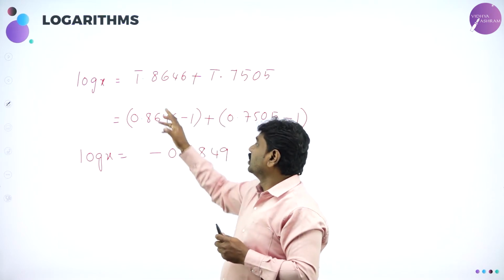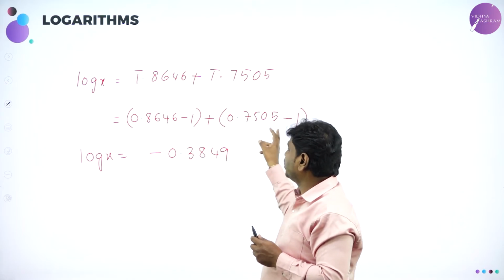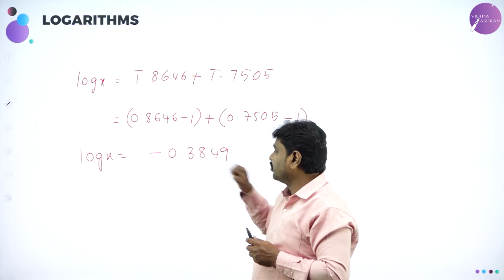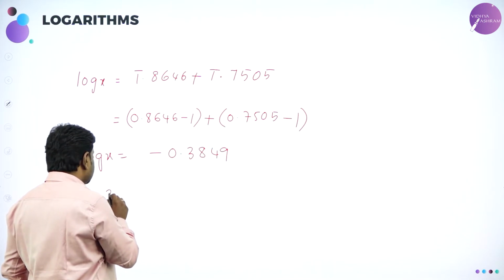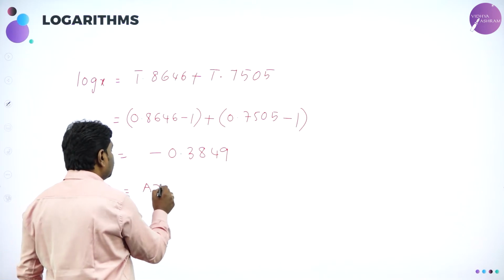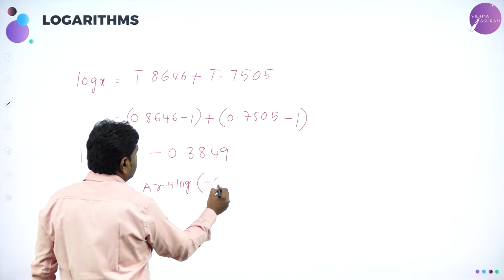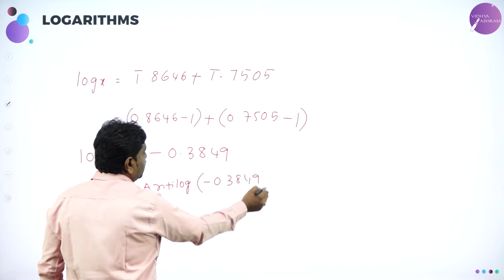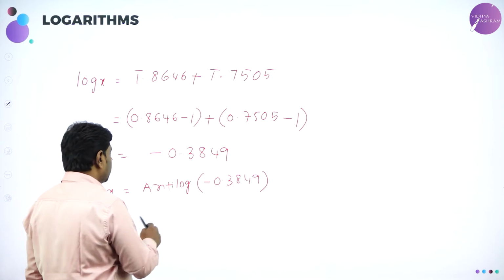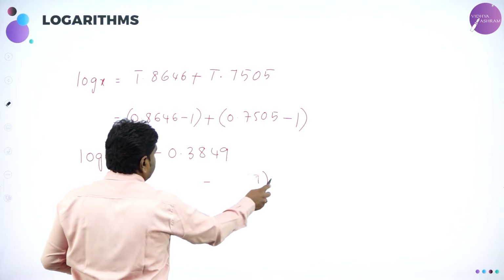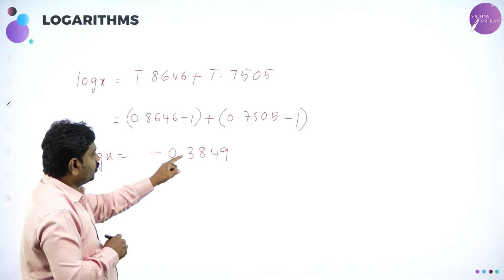First what you should do, log x value you will get, bar 1 means the decimal minus 1. The decimal minus 1. If you use calculator and do, you will get this value. Now you should find x. So x is equal to anti-log of, I should find anti-log of this, minus 0.3849. Please understand, negative value if you want to find anti-log, you should add and subtract one more. Before we go to the anti-log, I hope all of you understood till this part. Log x is minus 0.3849.